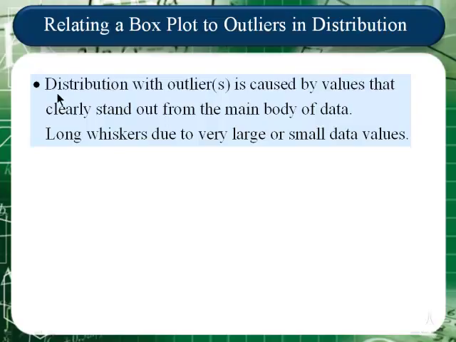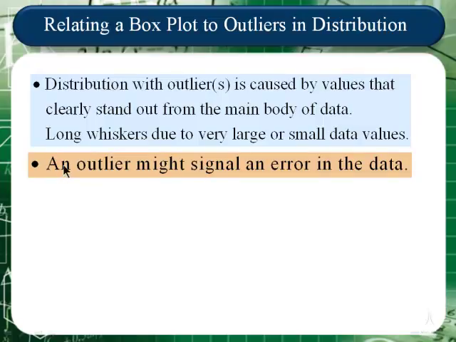We ask a final question: to what extent can the box plot be an indication of outliers in the distribution? Now remember, a distribution with outliers is caused by values that clearly stand out from the main body of data. Long whiskers due to very large or small data values are normally a very clear indication of that. An outlier might signal an error in the data, and therefore it is often best to remove these outliers before we continue with the analysis of the data.